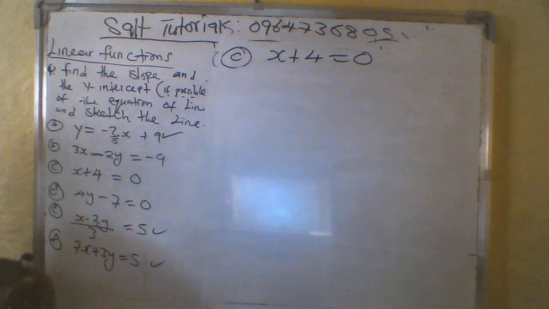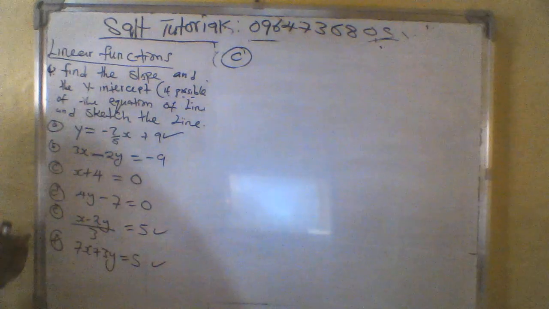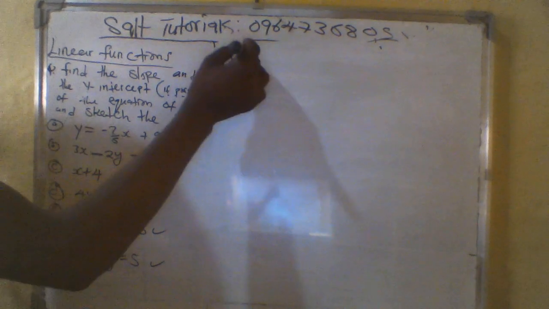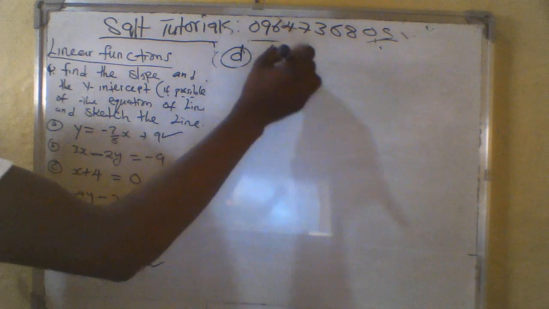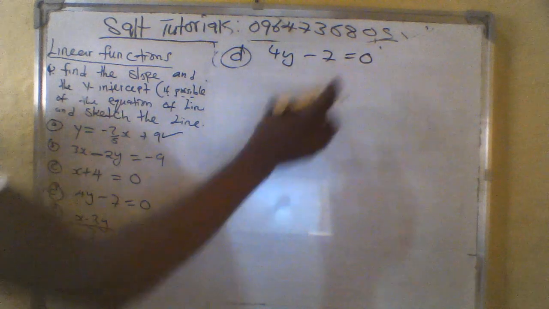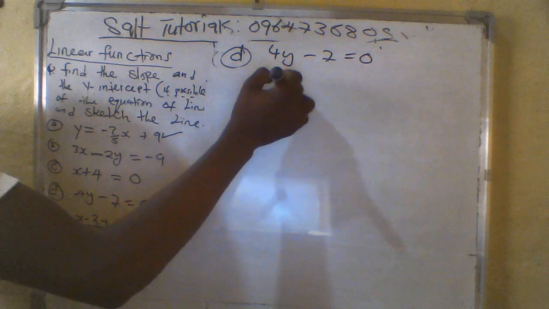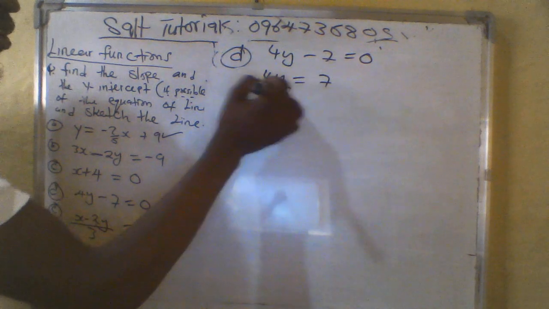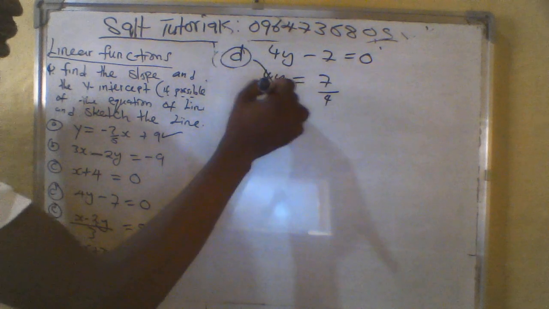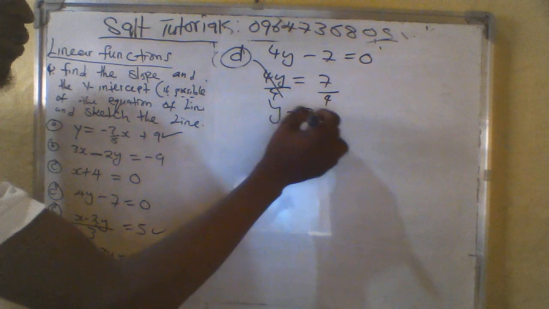Here we're simply saying that for D, 4y minus 7 equals 0. I can't see the variable x here. So if I make y the subject, I'm going to have 4y equals positive 7, divided by 4 over 4, and the value of y will be equal to 7 over 4.